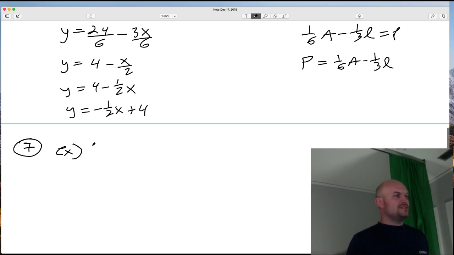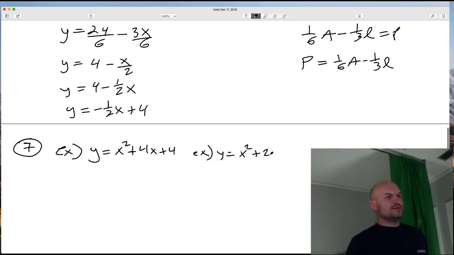All right, so let's do y equals x squared plus 4x plus 4. Let's do y equals x squared plus 2x. And let's do y equals x squared minus 6x plus 1.